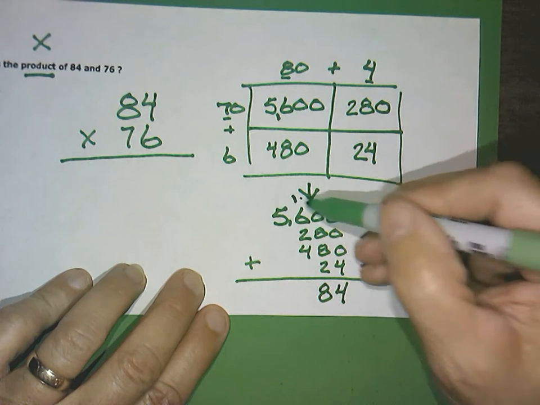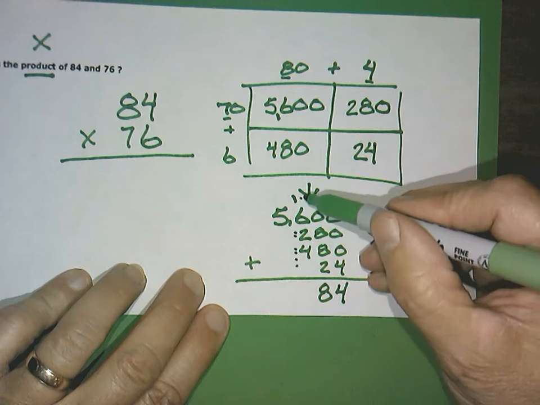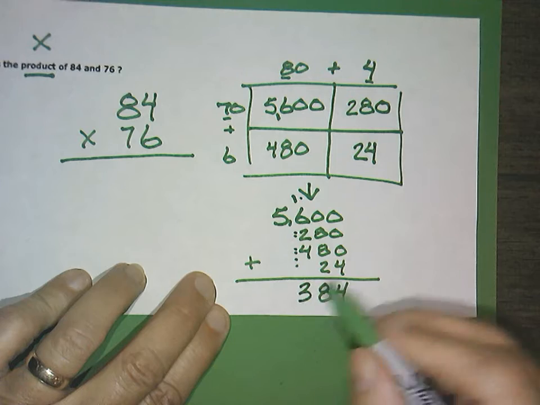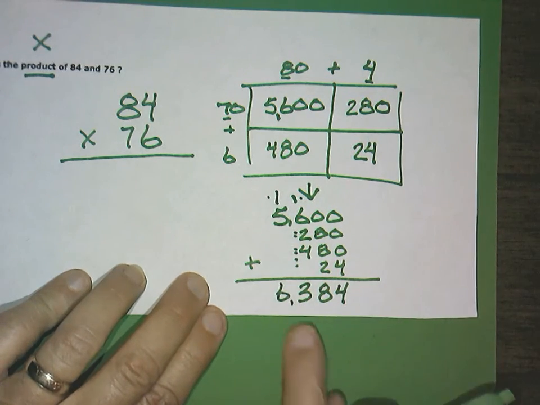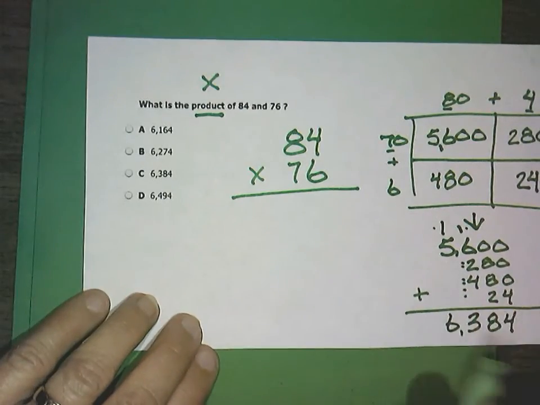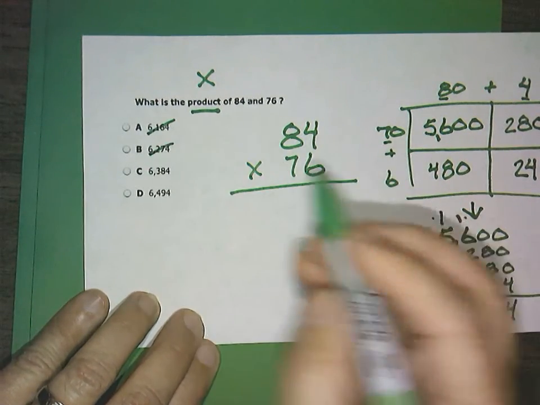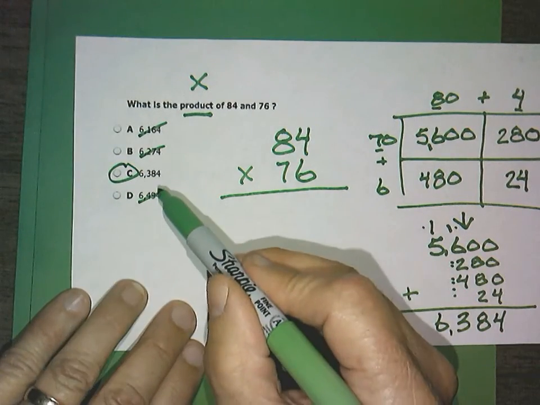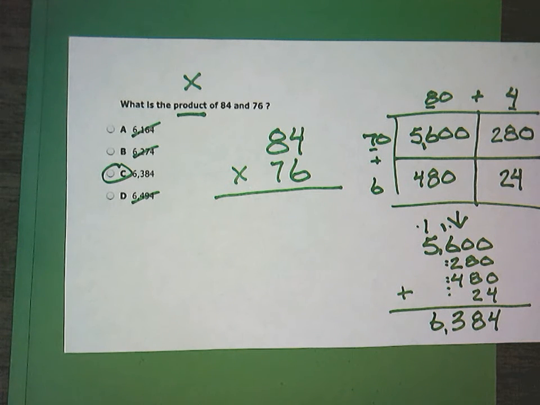6, if I use a pin dot strategy, I could say 6, 7, 8, 9, 10, 11, 12, 13. 1, 5 would be 6. So our product would be 6,384. I think I see it, or C, right? And so our product would be 6,384. Okay, thanks everybody for hanging in there on this one.